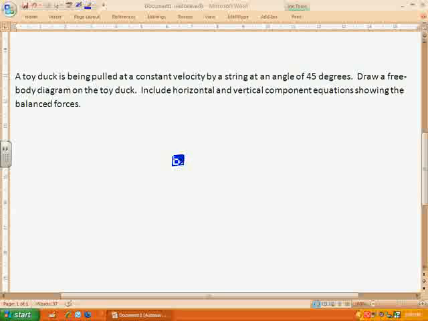So here's our duck. Beautiful duck. I know I'm an awesome drawer. And then we've got the force of gravity, which is going to be pulling down on it. We've got the tension, which is going to be pulling up at 45 degrees. Then I've got a normal force which is pulling up. Now I've already got the tension pulling up a little bit, so I know that the normal force isn't going to be quite as big as gravity because those two, the normal force and tension, are both pulling up. So I'm going to make that one a little bit shorter.